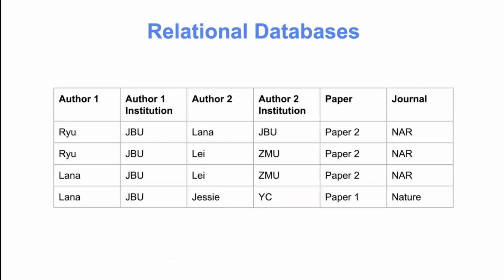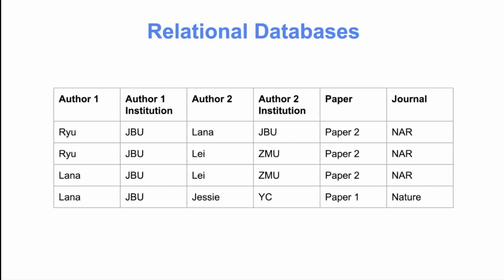As an example, we have this relational database table. Here I have an example wherein we are tracking collaborators. We have information between author 1 and author 2. We say that Ryu and Lana collaborated on this paper, and this is the journal. And then we also have information about the institution that author 1 and author 2 belong to.